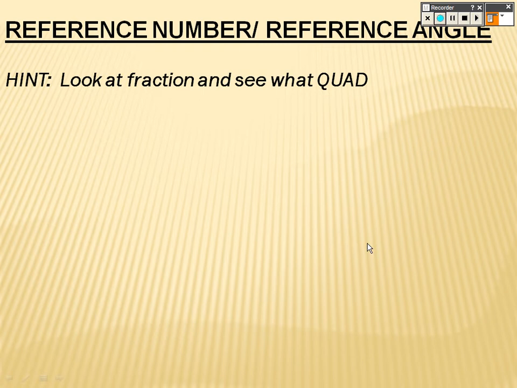So reference numbers and reference angles. Look at the fraction, see what quad. So anything pi over 6 is going to give you pi over 6. Let's make this simple. When you're supposed to find the reference angle, it appears to be whatever pi over 6. If it's 13 pi over 6, reference angle is pi over 6.